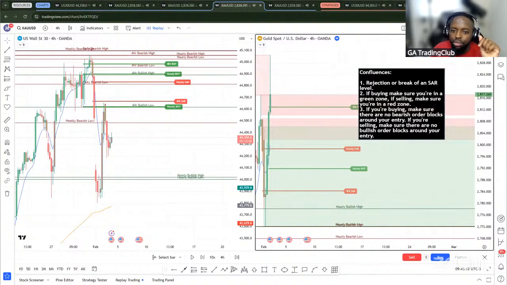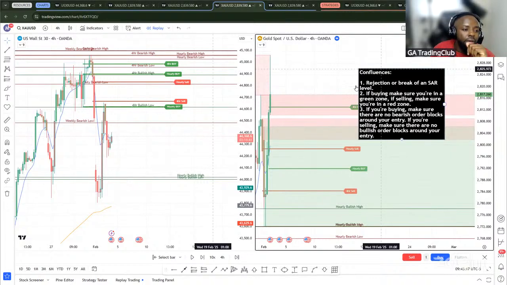Let's see. 15-minute, there's a potential buy. No, we are in a red zone. So never mind. I was looking at another chart.